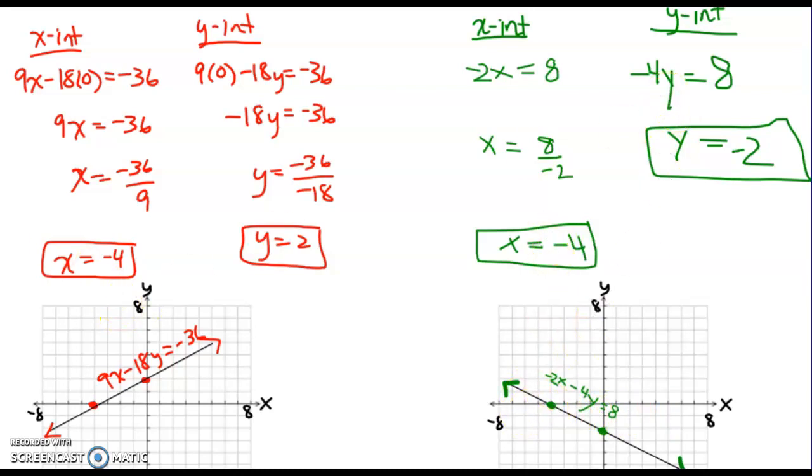For my y-intercept, plug in 0 for x, and I'm left with negative 4y equals 8. Divide both sides by negative 4, y equals negative 2. There it is. Connect my 2 points with a straight line, and I have the line negative 2x minus 4y equals 8.